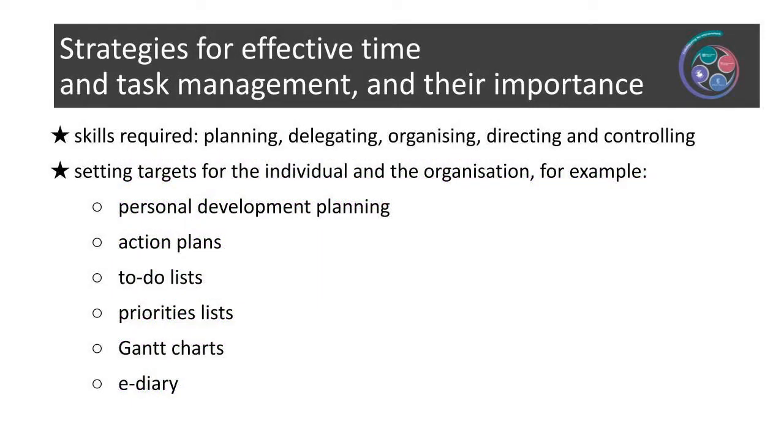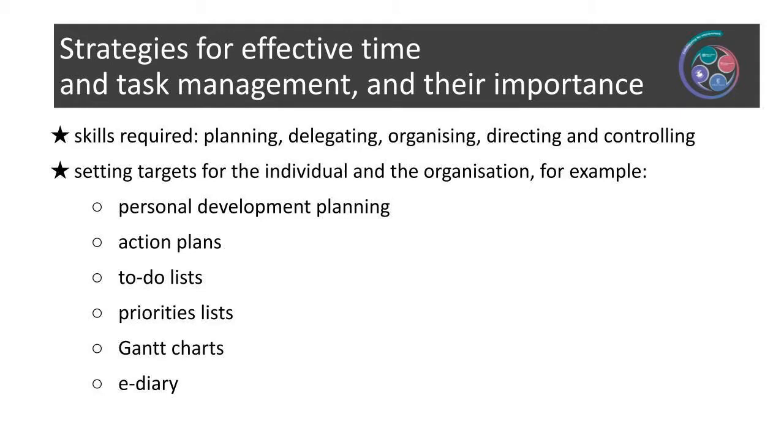The strategies for effective time and task management are an important section. Well, there are some skills that are going to be required to ensure this is successful: planning, delegating, organizing, directing, and controlling. So having a clear understanding of what each of those words mean and how they relate to time and task management is important, because if you can get time and task management right in an organization, then it's going to be a far more effective organization.